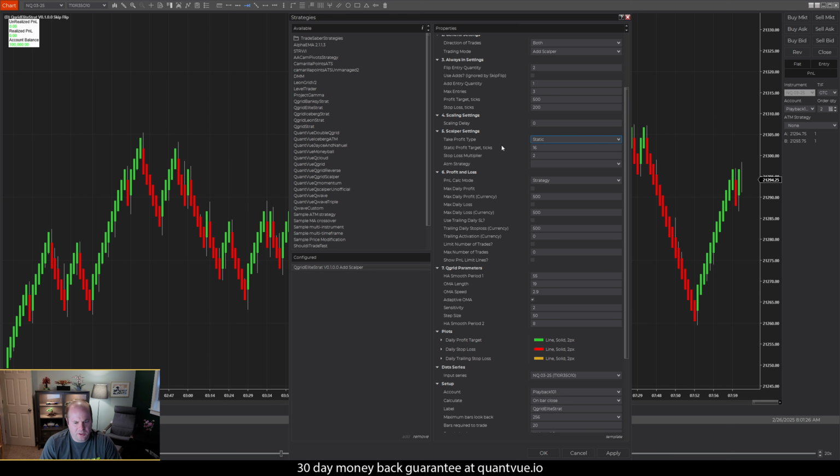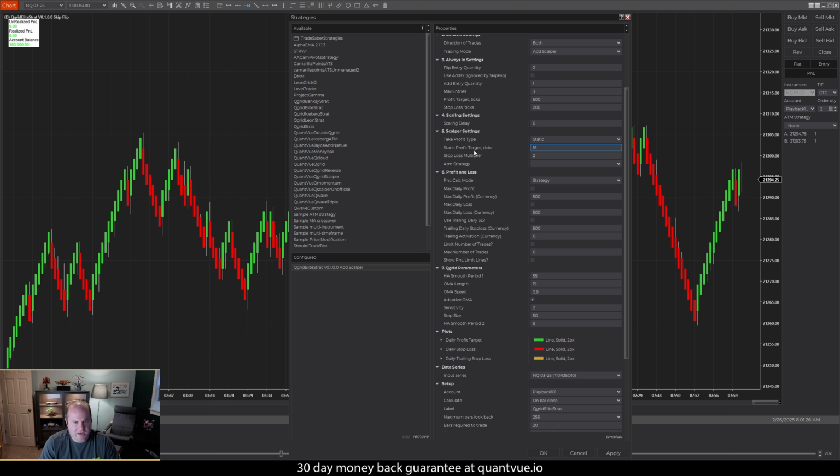That's good for long trends. It's not as good for kind of ranges because that can really fluctuate and kind of stop you out in weird spots. So for today, we're going to use static because that's what I typically run. If you want to use dynamic, go for it. That's all up to you.